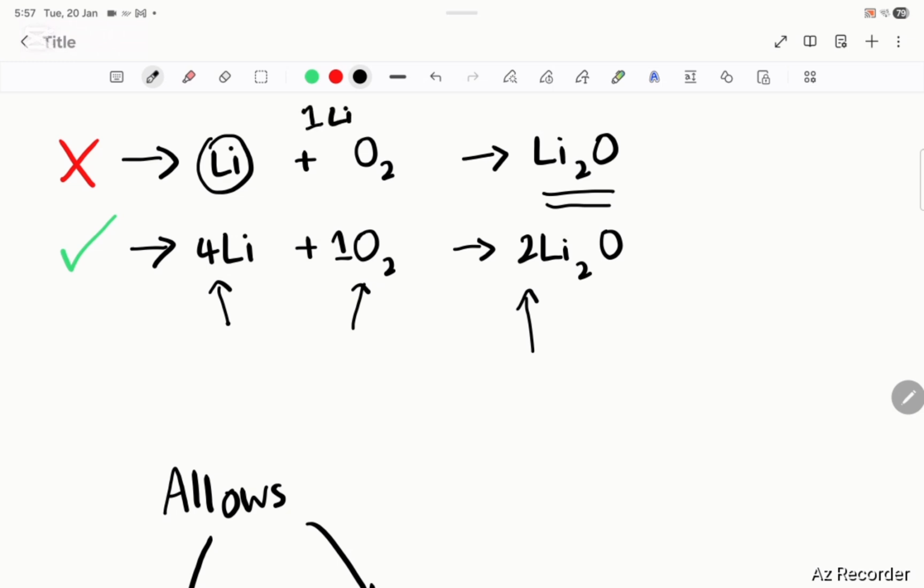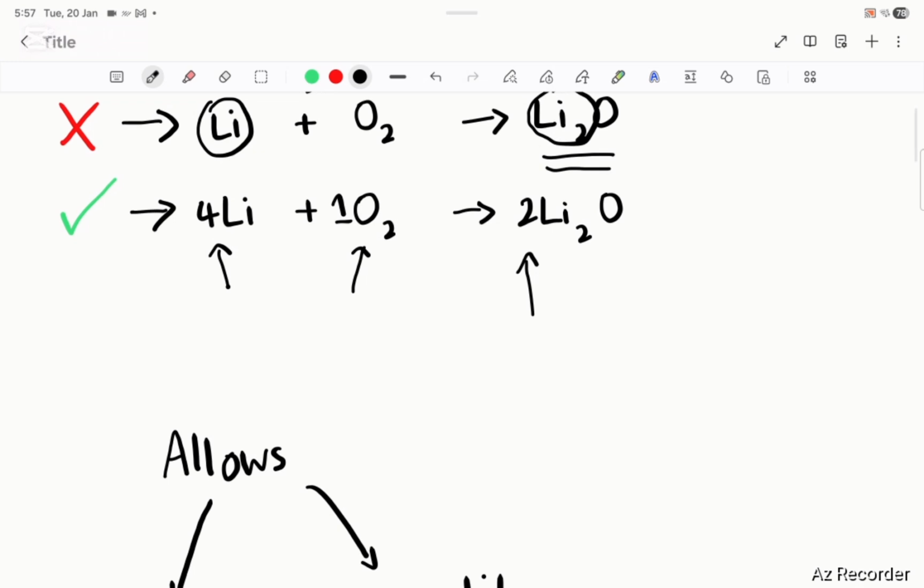Let's look at the right side. On the right side we have 2 lithium atoms. Thus we can clearly see that the number of lithium atoms is not equal. Thus it is an unbalanced chemical equation. That's what makes it invalid. So when we're balancing chemical equations, our goal is to make the number of atoms of each element the same on both sides. We need to get the same amount of lithium atoms on both sides and the same amount of oxygen atoms on both sides. So let's look at the second chemical equation.